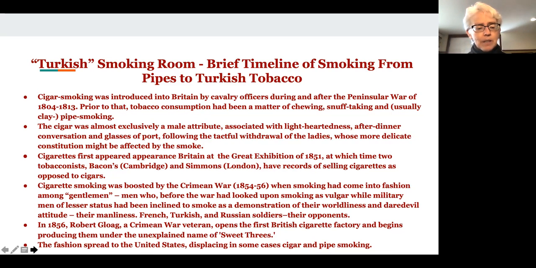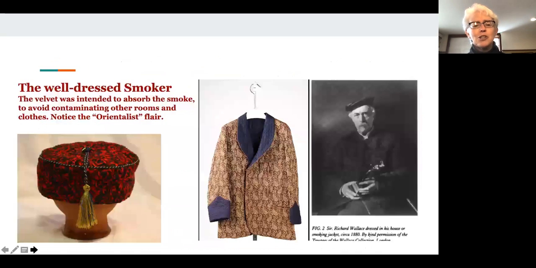So there's a little bit of the Turkish piece, Turkish tobacco. And in smoking rooms in Britain, and we don't know if Ruggles Morse would have had these wonderful outfits, but I thought it would be rather fun to show the well-dressed smoker would often have one of these wonderful caps and these jackets, a smoking jacket, and they would often be made of velvet as well as silk, but the velvet would absorb a lot of the smoke.